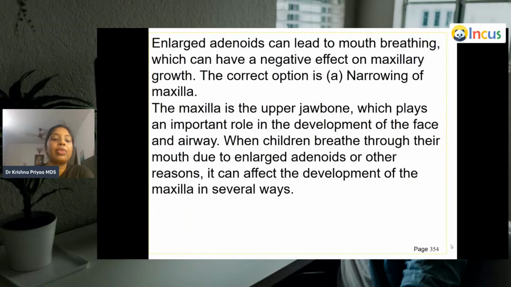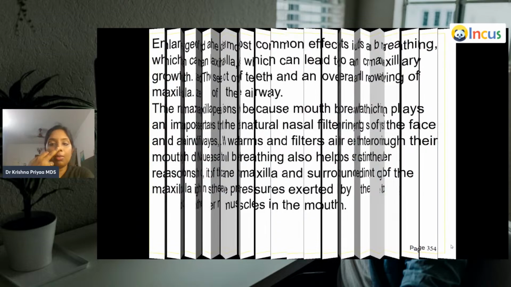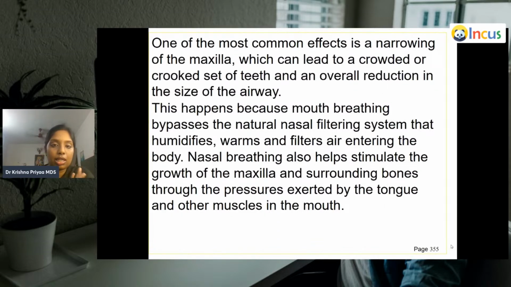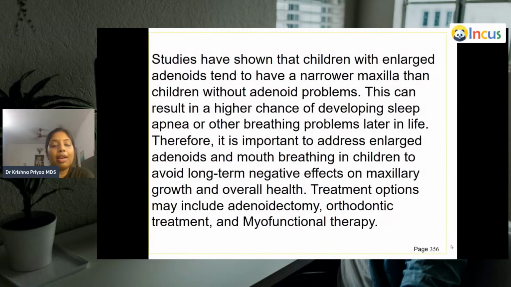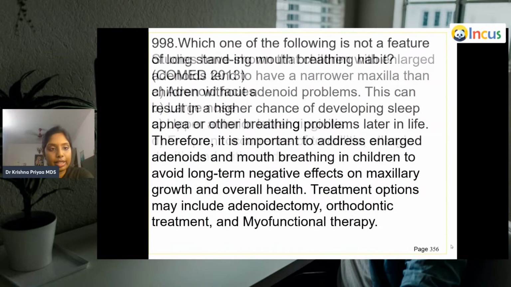Now let us see why. The maxilla plays an important role in the development of the face and also the airway. So the children breathe through their mouth because of enlarged adenoids. The other reason can affect the development of the maxilla, because when they're not breathing through their nose, then the development of the maxilla will also be poor. When they breathe through their mouth, it may invariably affect the maxillary growth and thereby it leads to constriction of the maxilla. So children with enlarged adenoids tend to have a narrow maxilla than the children without the adenoid problem. Important to address an enlarged adenoid.